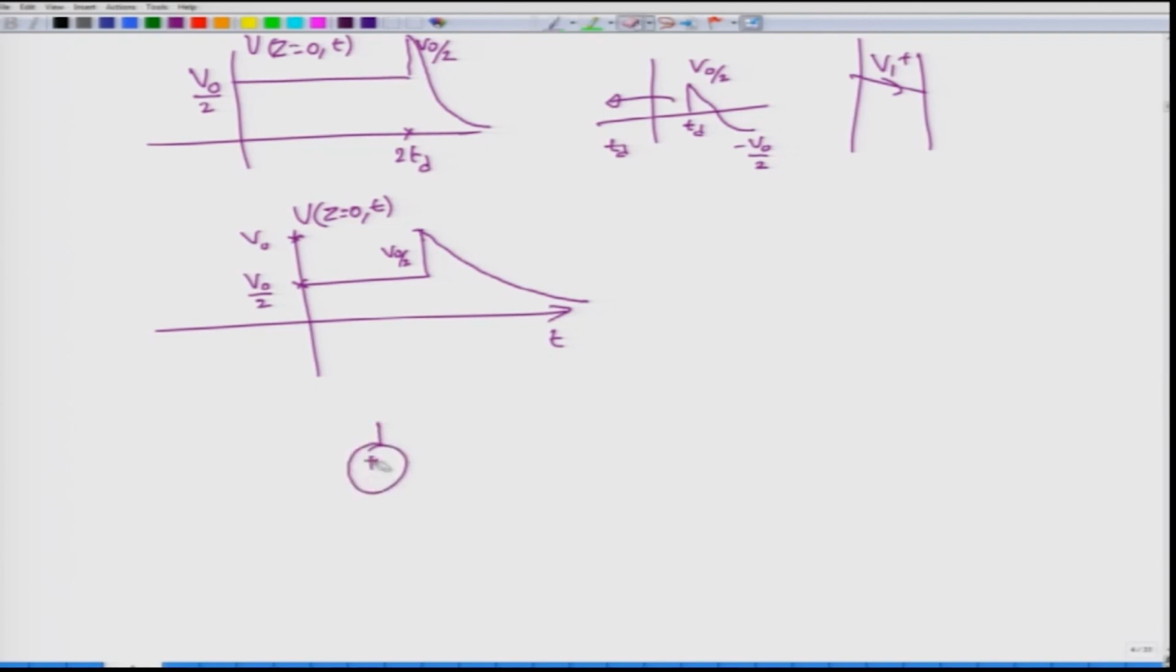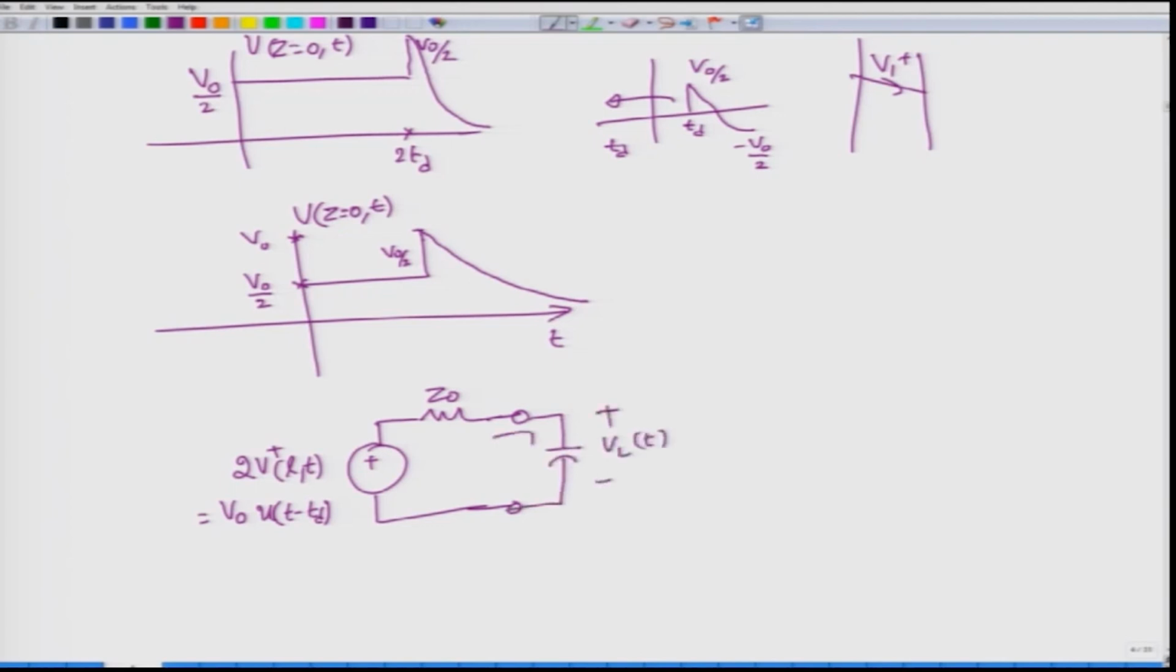The equivalent circuit that I had in mind earlier or derived earlier is still 2V plus of L comma t, which is equal to V0 u of t minus Td, which we have already seen, connected through the characteristic impedance of Z0, now connected to a capacitor, okay. Across the capacitor is the load voltage, and through the capacitor is the load current.